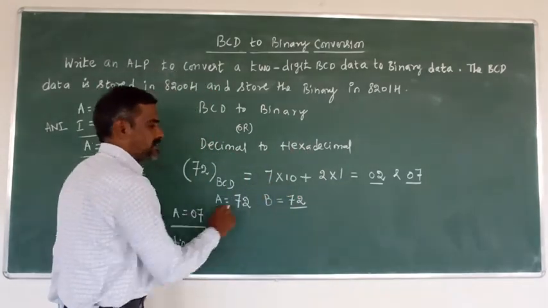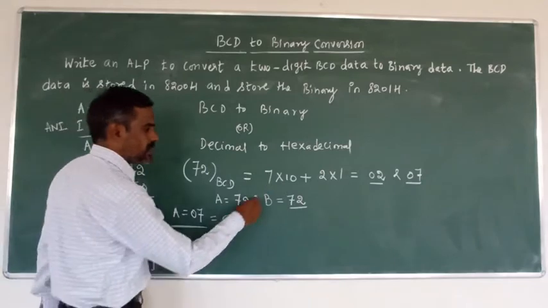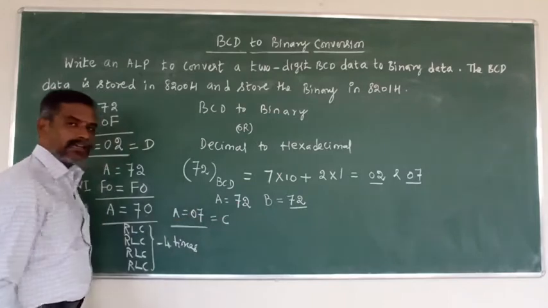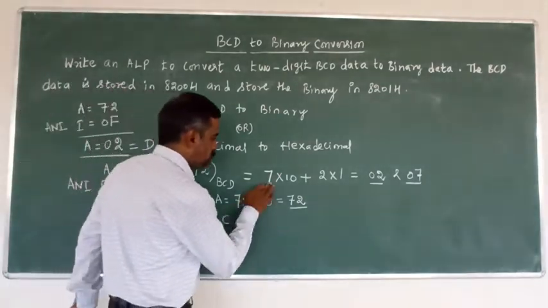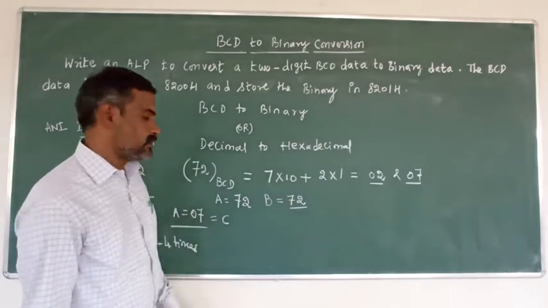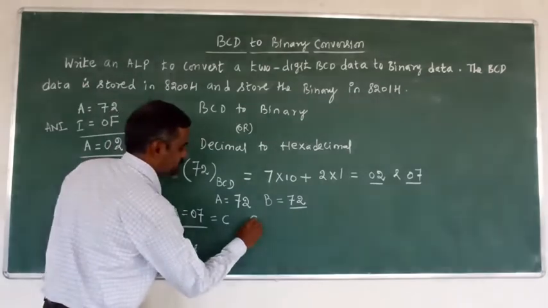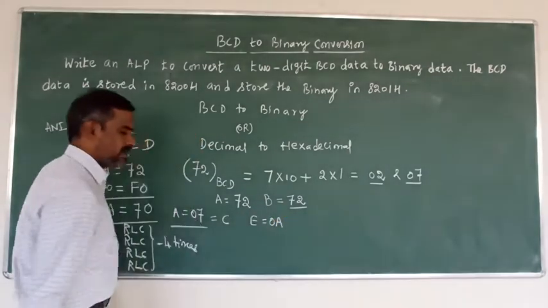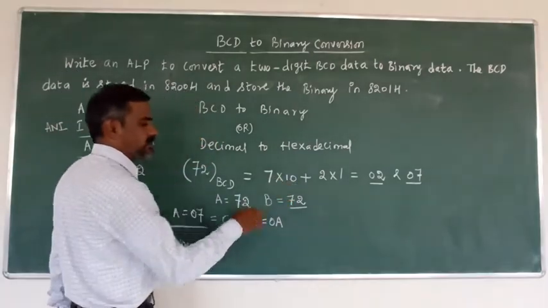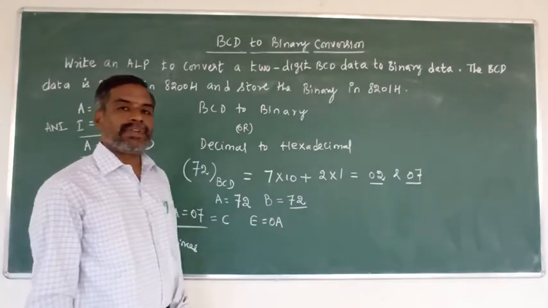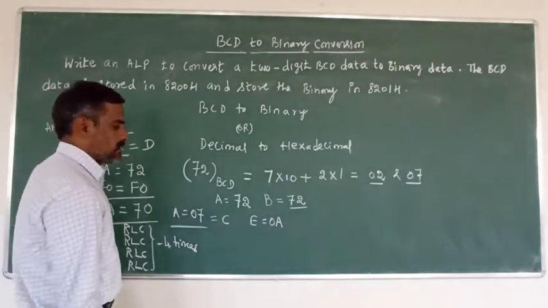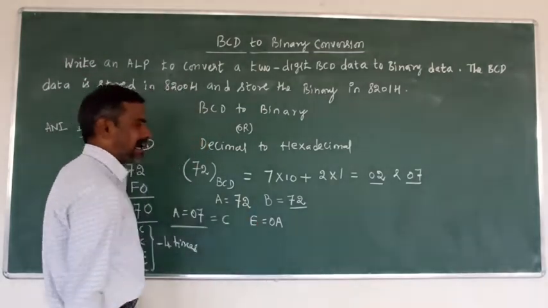And 7 into 10. Now to multiply these two, the 7 is available in C register, and to fix 10, the corresponding hexadecimal value 0A, in E register. Now to multiply 7 into 10, we can use the repeated addition concept.